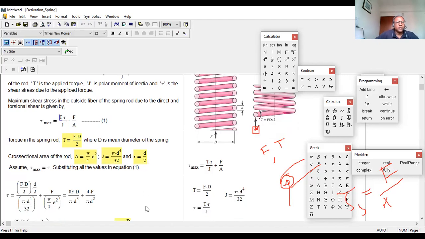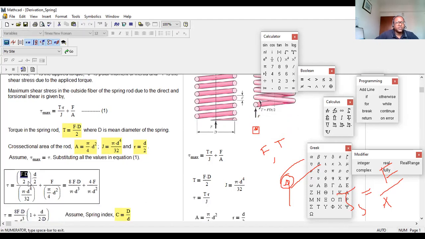Okay, so the value of torque is Fd by 2. This is the maximum, not torque, sorry, maximum shear stress that will develop in the spring. Number one, shear stress due to direct shear force. The other one, shear stress due to torsional shear. So T equals Fd by 2 and R, the radius of the rod, is d by 2. And at the bottom we have J equal to this one. So this is J.